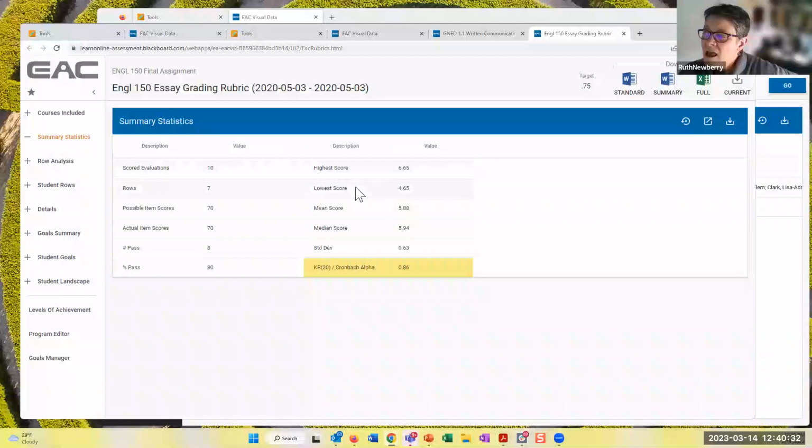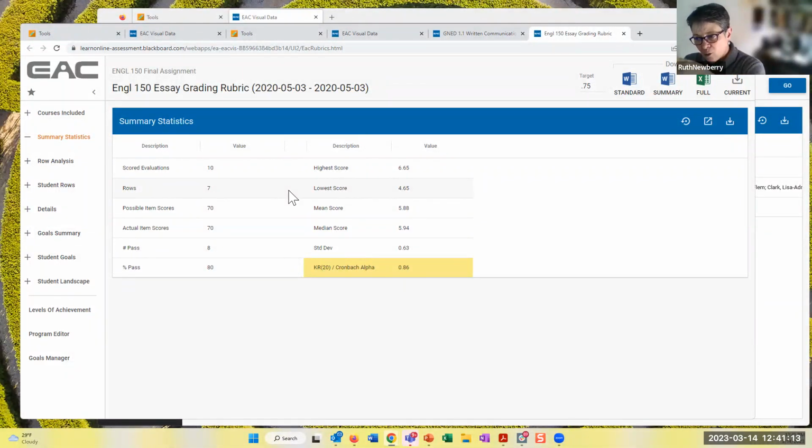Now, high, low, mean, median, standard deviation. Notice I have 7 rows. This is the normalization. My rubric, again, could have been worth 100 points, 100%, 20 points, whatever. What we need to do statistically is now make every one of my rows 1 point. And each of those levels of achievement a percentage of that. So think about a 4 row: 0.25, 0.5, 0.75, and 1.